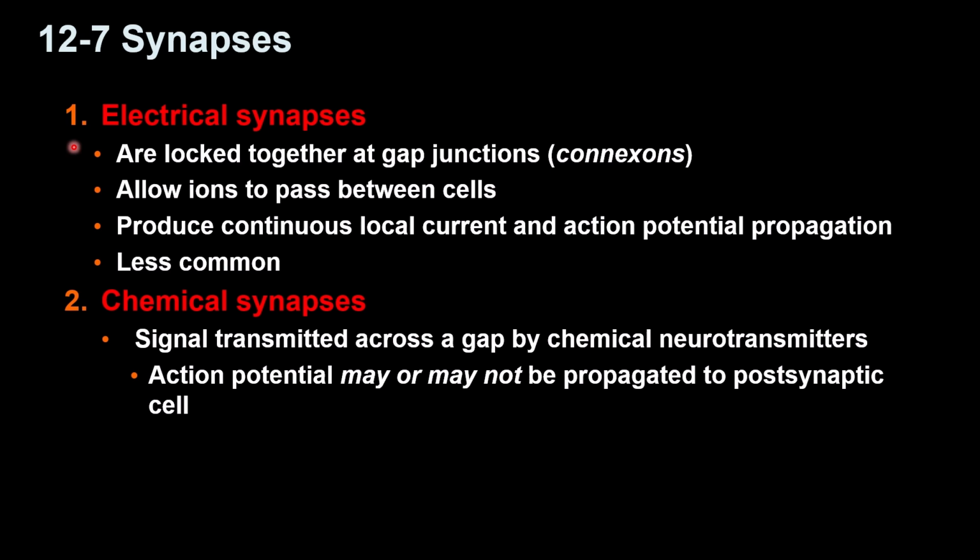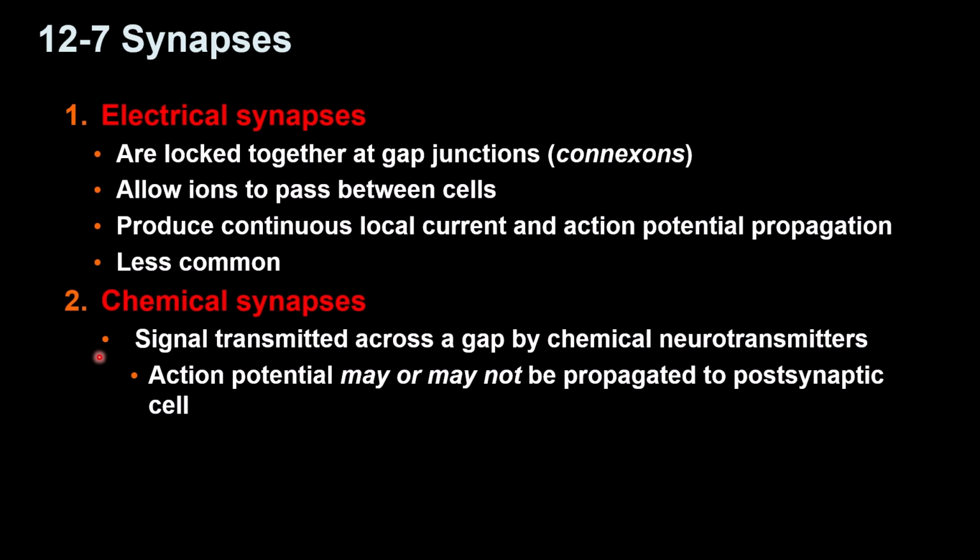A good example is the smooth muscle and cardiac muscle. So not all muscle cells are connected to a nerve fiber. Some of them are connected. The other ones get the stimulation through the gap junctions.